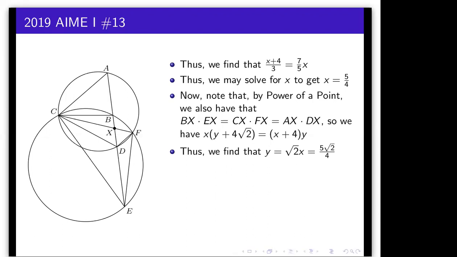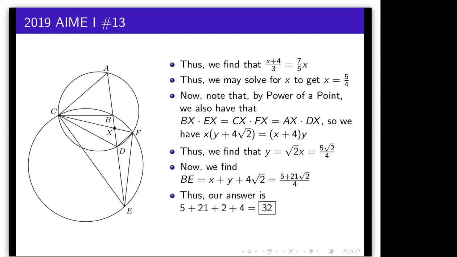And then you simplify this equation to solve for y, and you get that y is root 2 times x, which tells us that it's 5 root 2 over 4, because we already found that x was 5 over 4. Now from here, we already found all the values that we need, because BE is BX plus DX plus DE. We have x plus y plus 4 root 2, and so that gives us the answer of 5 plus 21 root 2 all over 4. Then we add up all the things that we have to add up, and we get that the answer is 32.